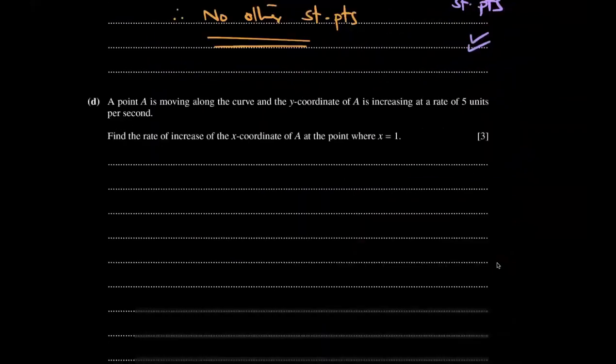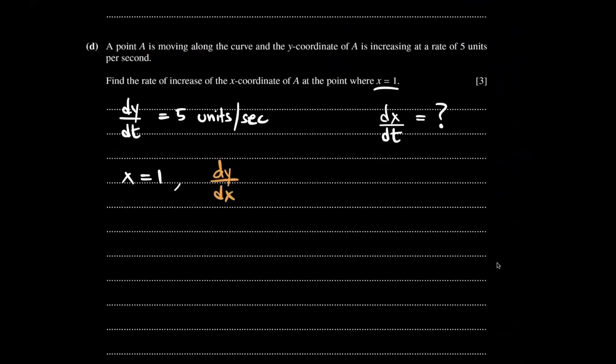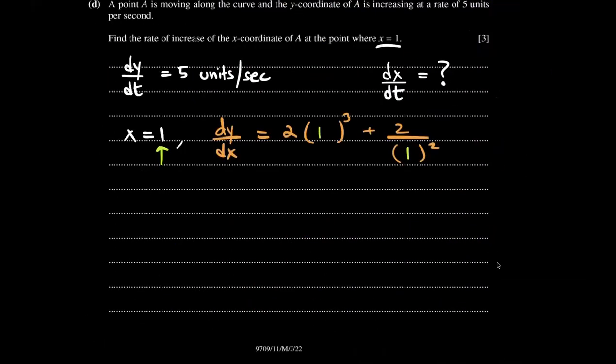Now, let's look at the last part. It says, a point A is moving along the curve and the y-coordinate of A is increasing at a rate of 5 units per second. So dy by dt is 5 units per second. Find the rate of increase of the x-coordinate of A. So we are looking for dx by dt at the point where x is equal to 1. When x is equal to 1, we know that dy by dx, we just wrote, is 2x cubed plus 2 over x squared. So let me plug in this 1 over here, and this 1 over here. And let me also double check the equation, 2x cubed plus 2 over x squared. That's perfect. So therefore, this simplifies to 2 plus 2, which comes out to be 4.